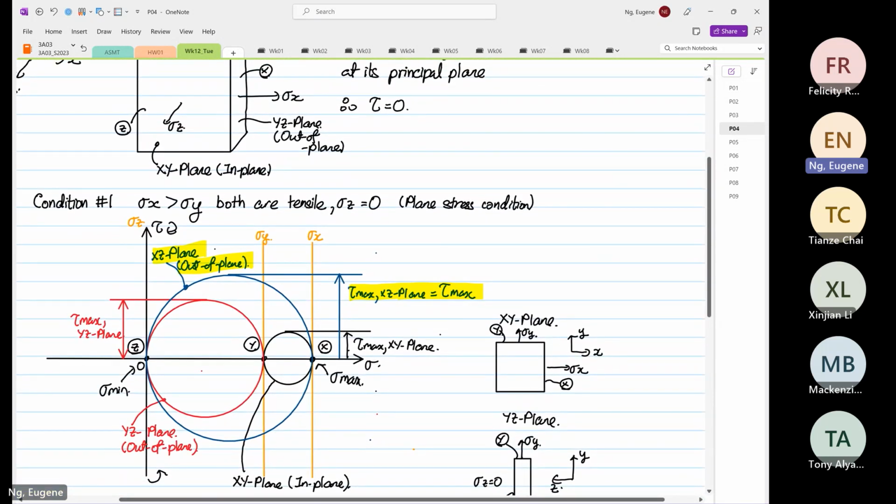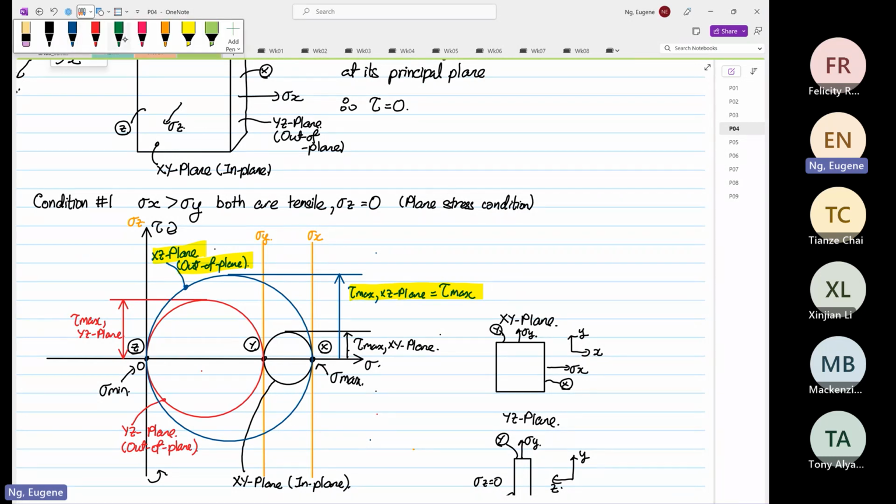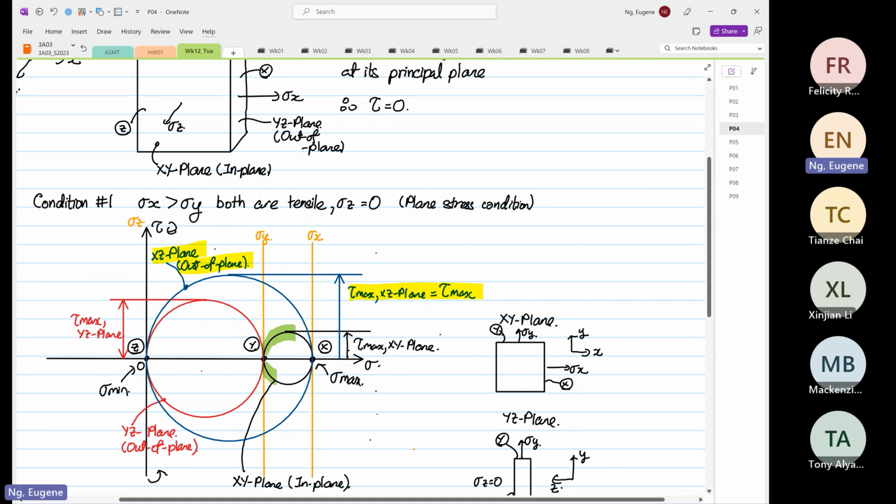For this reason, this is why we have to analyze this stress state using 3D Mohr circle. If we were to only use 2D Mohr circle, analyzing just the XY plane, the in plane, your tau max in the XY plane will be very small. And why it's important to determine the maximum shear stress is because most ductile materials fail in shear. So that's why we have to know 3D Mohr circle, because what we are dealing with in real life, like combined loading, is in 3D. You cannot just use 2D Mohr circle. You have to be sure to use 3D Mohr circle.